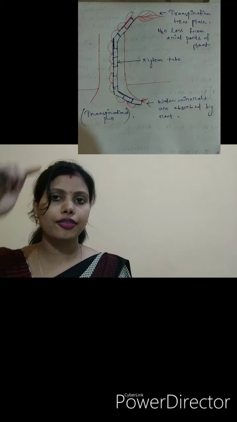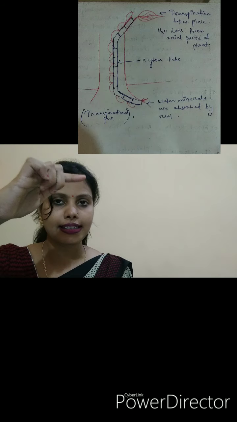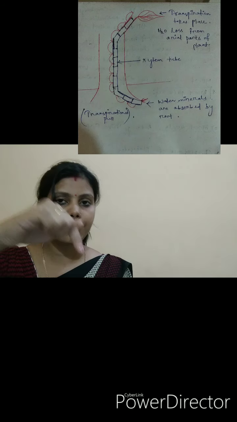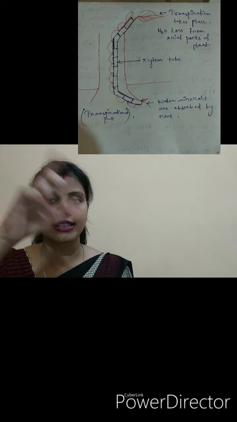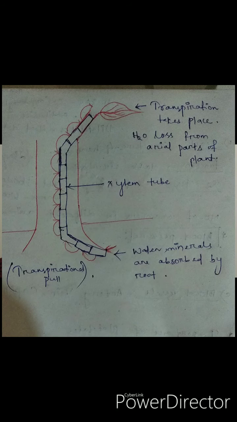Is it clear? Again, when the second cell is vacant, because it has given its water to the first, water comes from the third cell, and again from the fourth cell. In this manner, the tension or pressure is created, and it reaches to the end of the cell, the root.